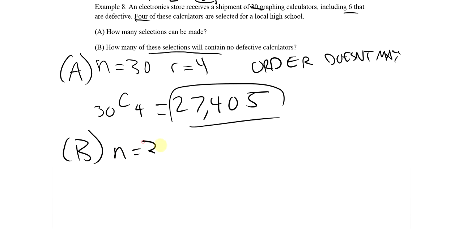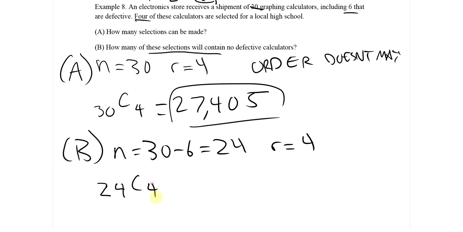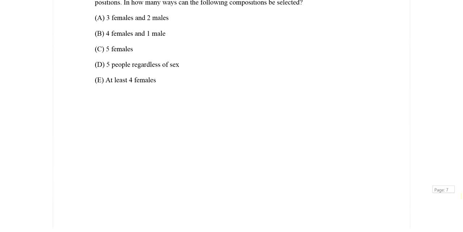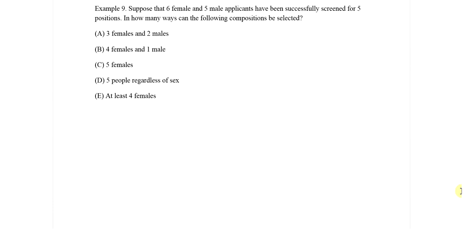Here N is going to be 30 minus 6 is 24, and we're still choosing 4, so it'll be 24C4 on your calculator. 24C4 gives us 10,626. So we'll see in probability how many. Our answer for B divided by answer A will be the probability of the school getting a defective calculator, which we will see in the next section on chapter 8 in our dealings with probability.